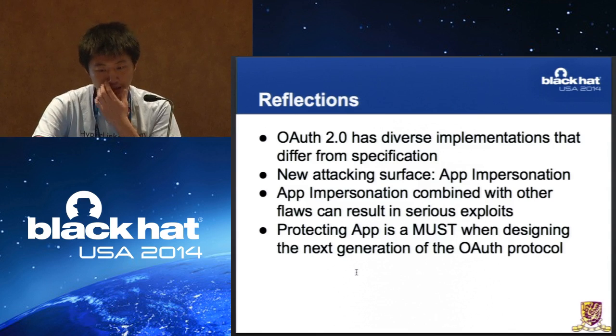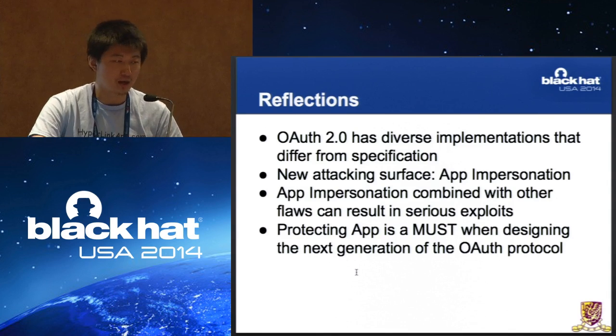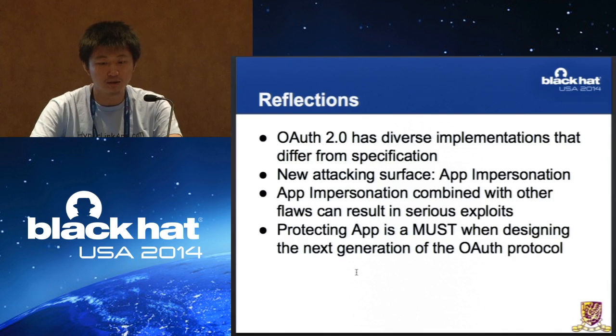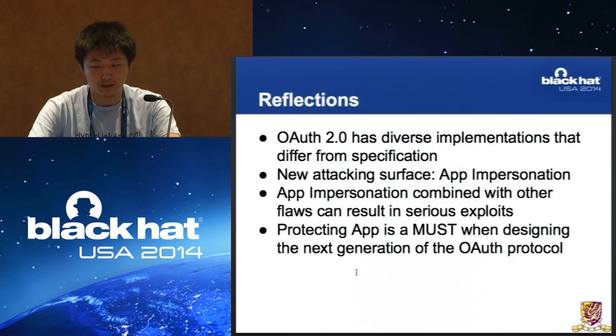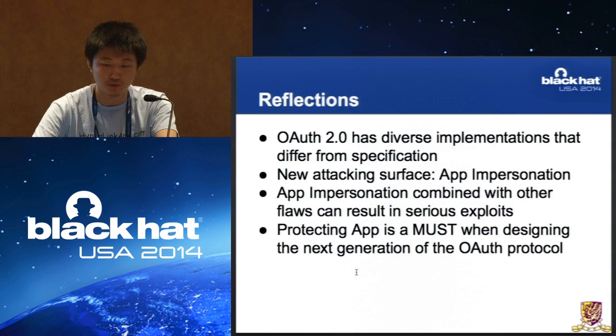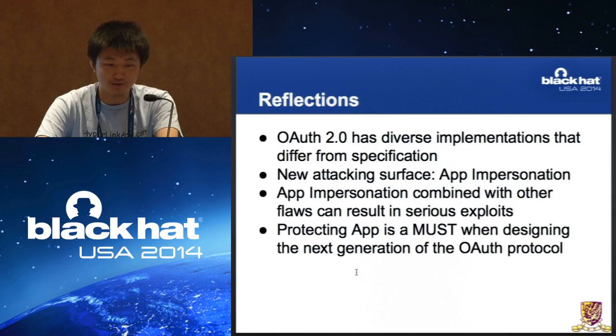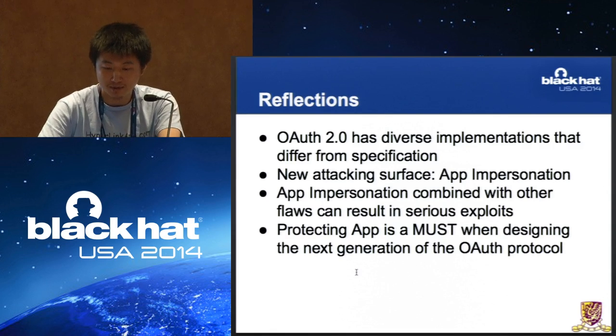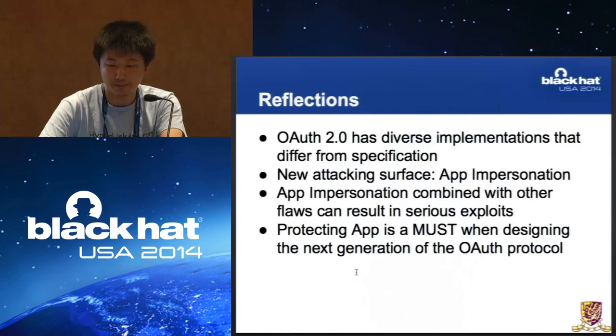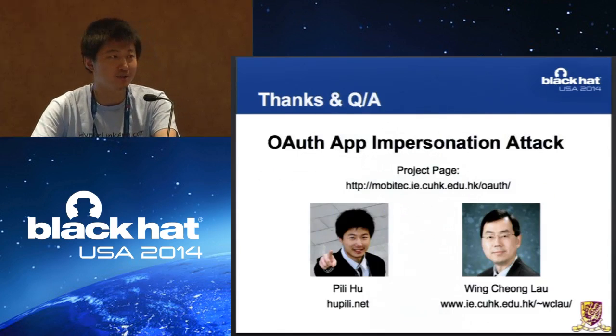If you think about why app impersonation is possible, it is because the original design of OAuth is basically to protect users. In a world where apps are not differentiated, there is no incentive to impersonate an app. However, we show that in some parts of the world, apps are not born equal, so you have incentive to impersonate them. So in the design of the next version, we really need to consider how to protect the app besides the user. That concludes the talk.